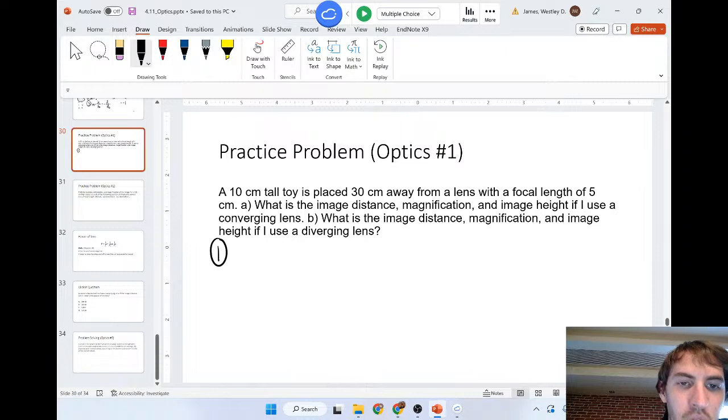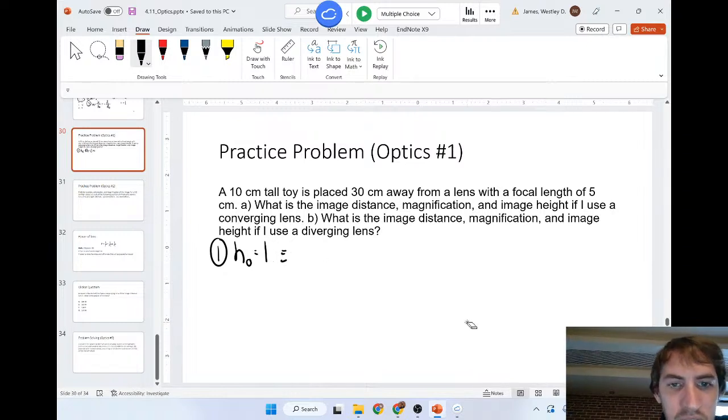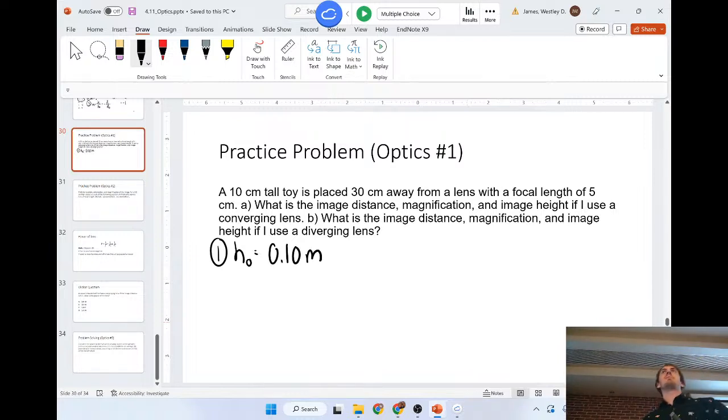We are given how tall the toy is. So that is the height of the object. That is 10 to the minus 2 meters. I really don't want to write 10 to the minus 2 every time, so I'm just going to put 0.10. Same thing. Sometimes scientific notation is better. In this case, it's not.